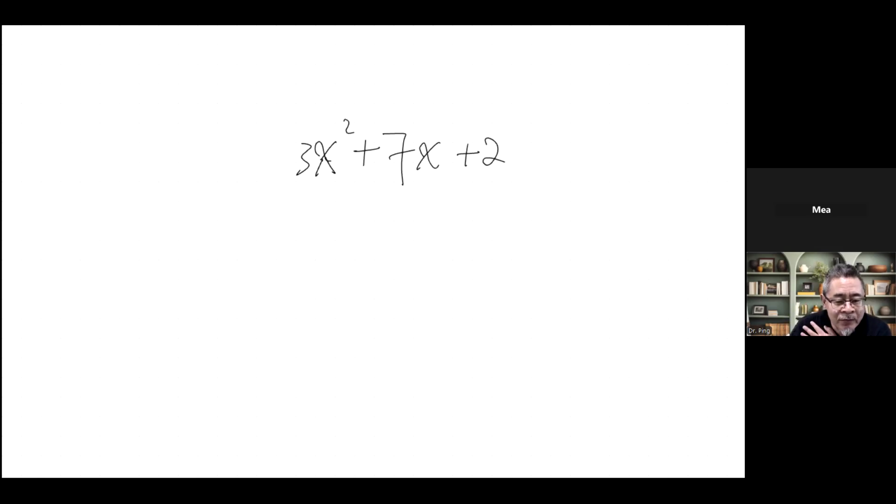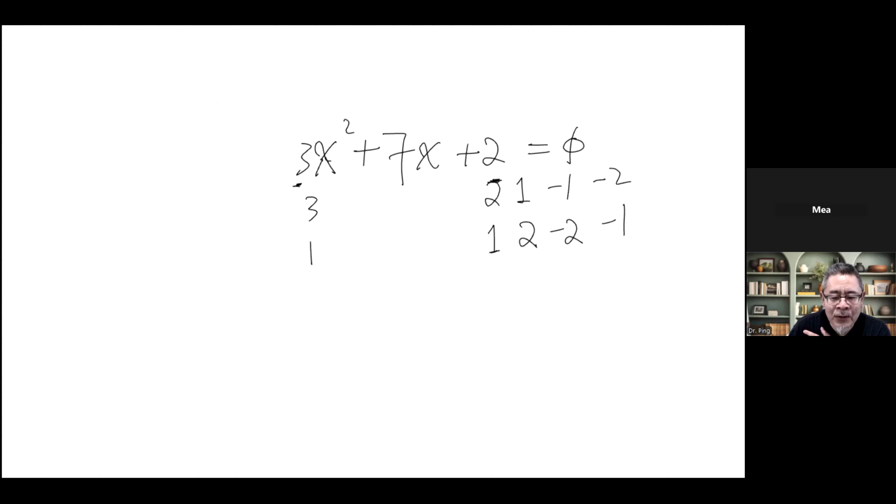Well, let's see. First, we'll break down the first number and last number. This is actually pretty easy. We just know it's 3 times 1. And so it could be 3 times 1 or 1 times 3. We don't know yet. We'll see how we arrange it. For 2, we could have 2 times 1, or 1 times 2, or -1 and -2, or -2 and -1. So we just try them one at a time.